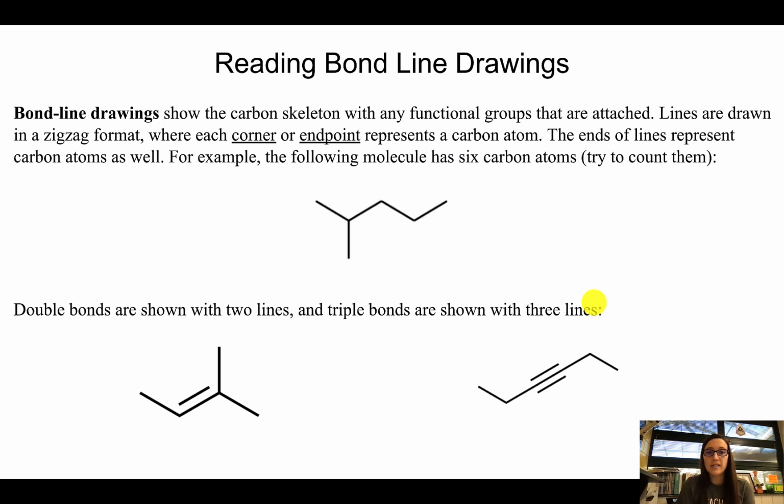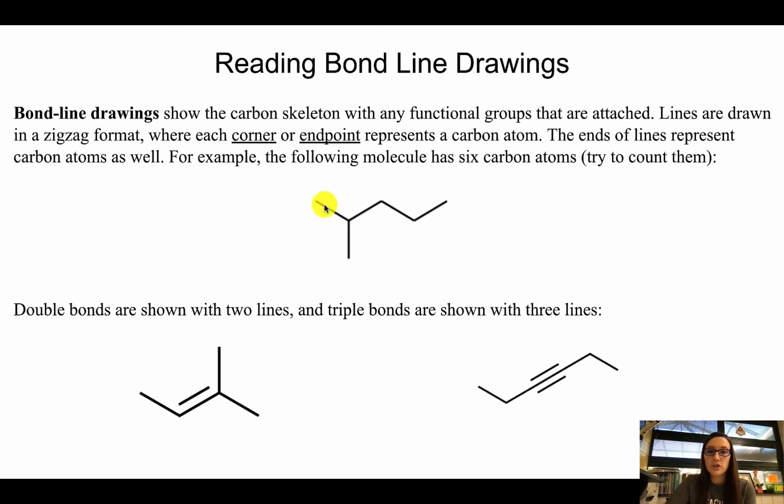So bond line drawings, like I said, show the carbon skeleton with any functional groups that are attached. So at the top of page 2 of your notes, you see a list of functional groups, things like amines, which are NH2 groups, ethers, which have an oxygen in the middle. Maybe we see an alcohol that has an OH group. Those are functional groups. We see the functional groups, but we do not see carbons and hydrogens.